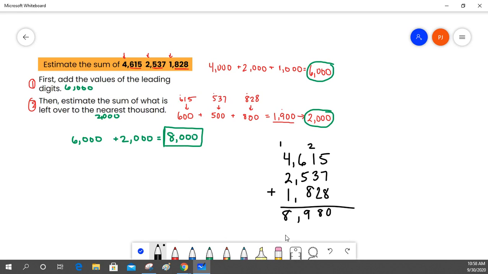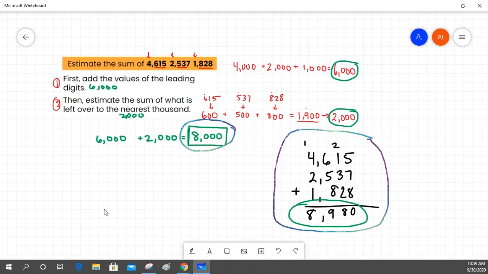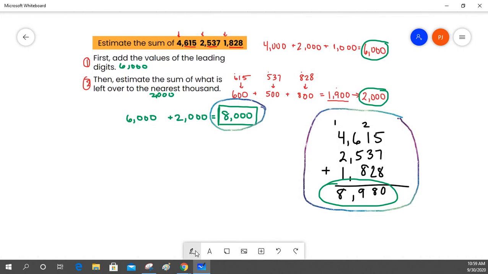These numbers are pretty close. This is a good way to find a ballpark estimation. Here's my actual answer if I add all those numbers together. Here's my estimated answer if I use front-end estimating. So now let's see what happens if I round to the nearest 1,000 and then get a sum.